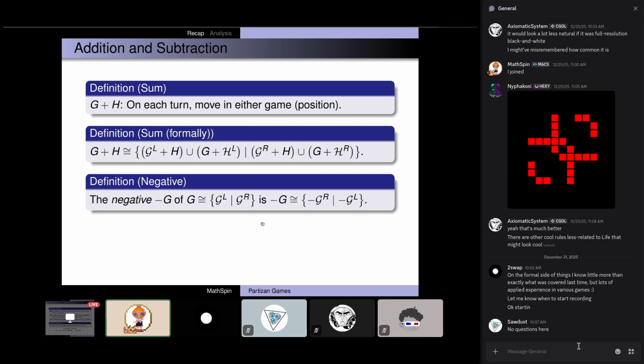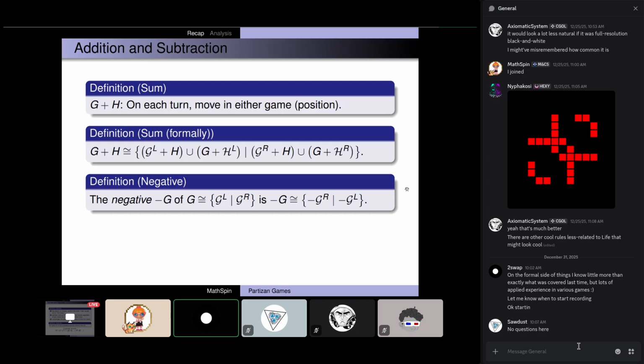So the negative of a game doesn't only swap the sets, but it actually takes the negatives of all the games in those sets. That's why negative G is defined to have left set, which is all the negatives of right options of G. Similarly for the right set.